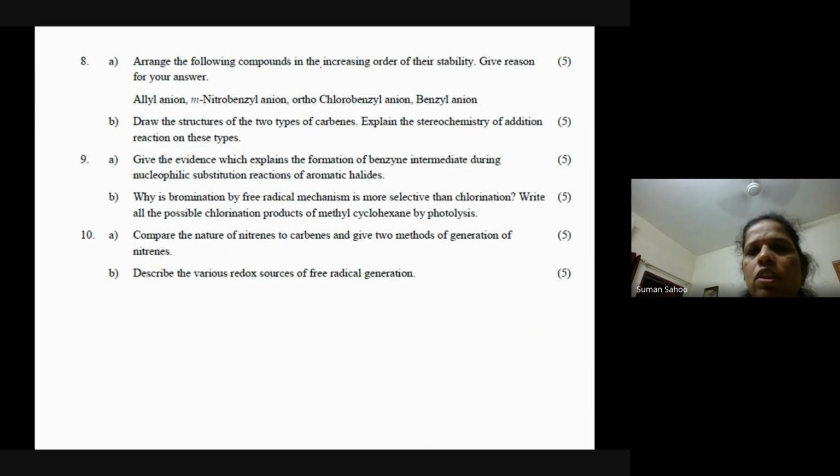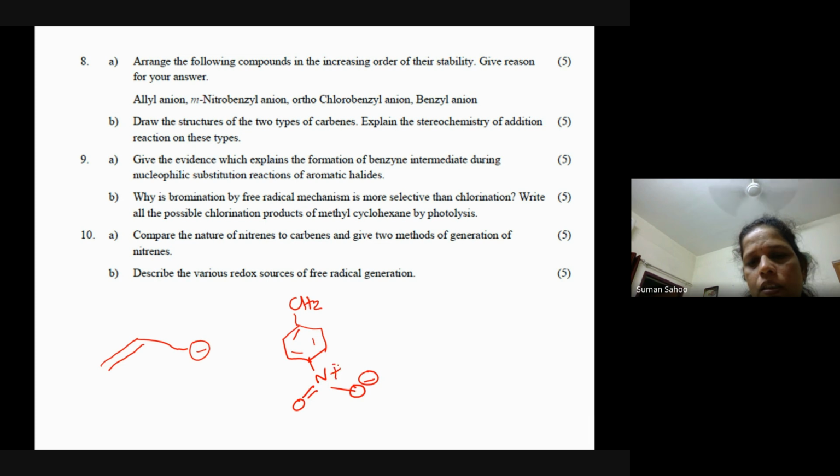Arrange the following compounds in the increasing order of their stability: allyl anion, meta-nitrobenzyl anion, ortho-chlorobenzyl anion, benzyl anion. This one is your allyl. We will write all the resonance structures. Meta-nitrobenzyl, here you have a nitro group. Meta-nitrobenzyl, ortho-chlorobenzyl, and benzyl.